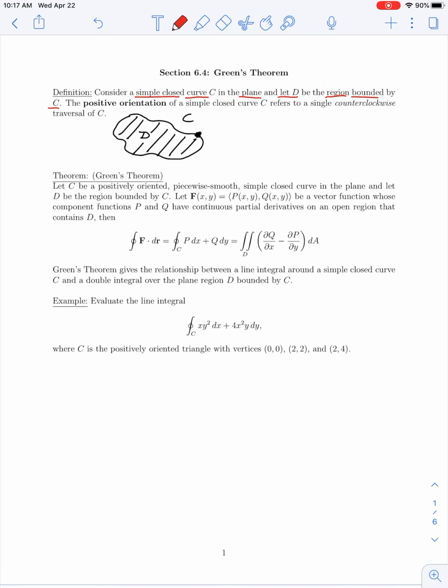So for such a curve and region, we would say that the positive orientation of this simple closed curve C would refer to a single counterclockwise traversal of this curve. So what we mean by that would be the following orientation. This curve would be traversed in a counterclockwise direction, and that orientation of our curve is said to be the positive orientation.